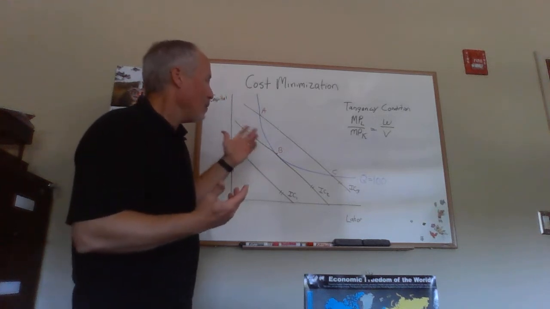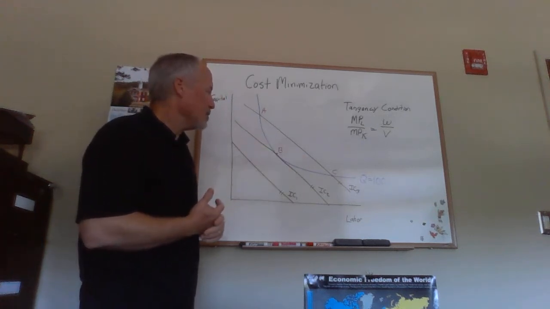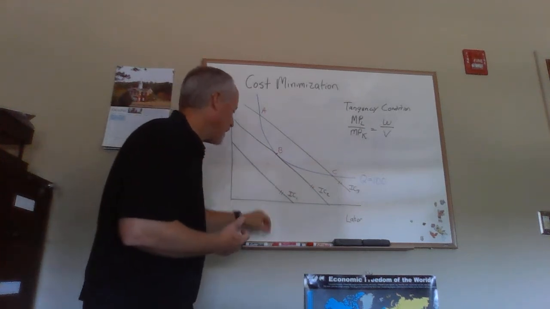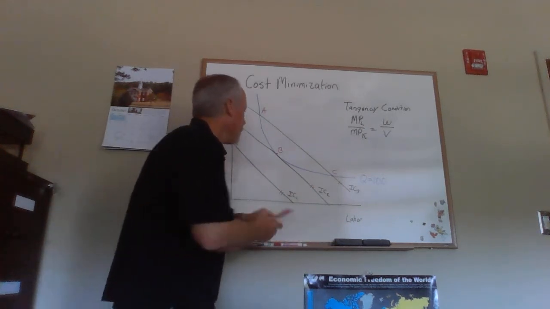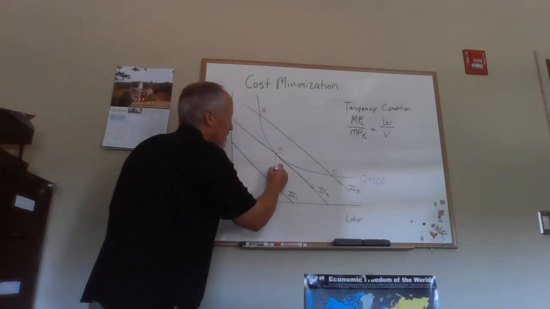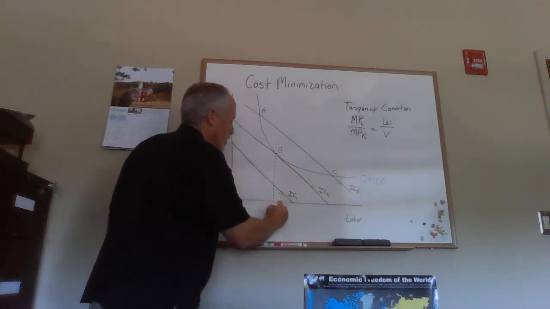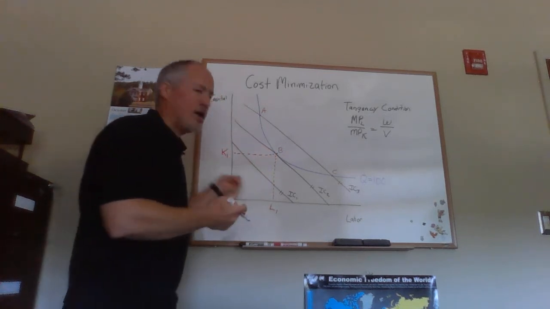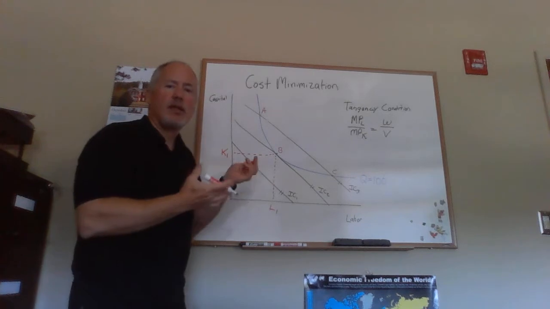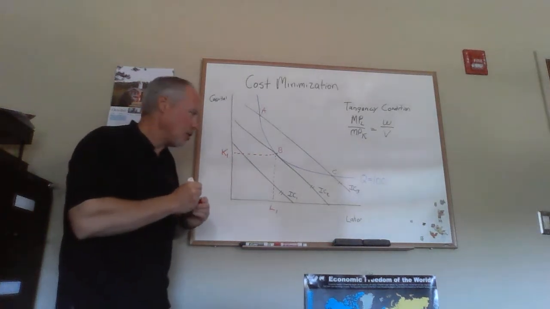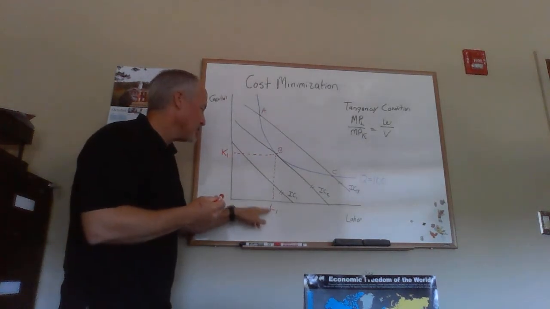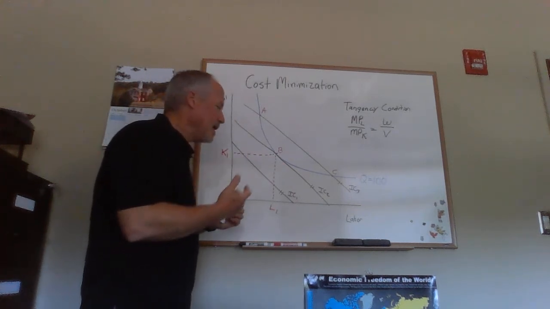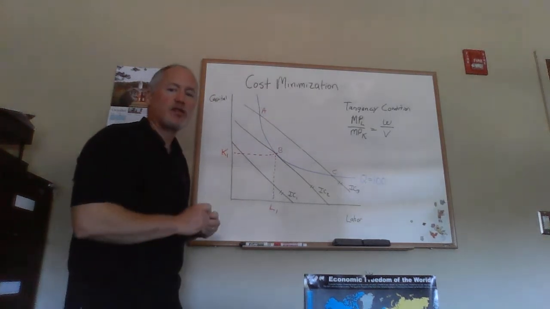So the way we've set this up, if the firm wants to produce 100 units of output, they're going to operate at point B. And at point B, the cost minimizing quantities of labor and capital would be L1 and K1. This is what the firm should hire to produce 100 units of output in the cost minimizing fashion. So that's cost minimization.